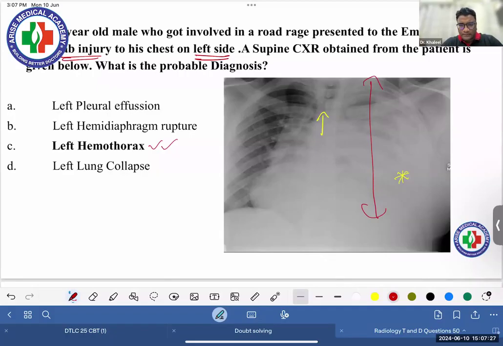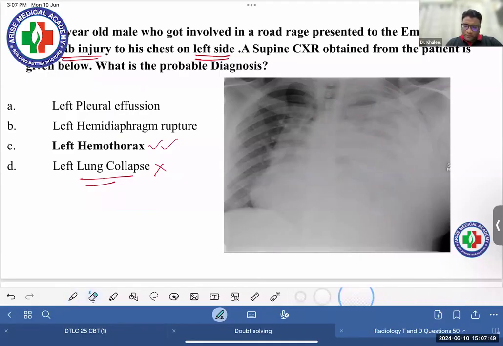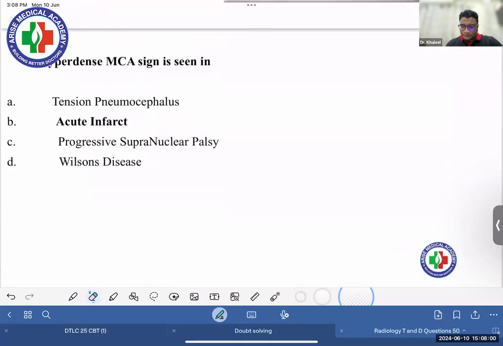So this is hemothorax. If it was lung collapse, the heart and the trachea would have shifted to the same side. That is the reason it is not collapse. If it is hemidiaphragm rupture, you see the hemidiaphragm much higher above. And pleural effusion would not be associated with stab injuries. It can be due to masses or tuberculosis, but not due to a stab injury. So the better answer here is hemothorax. Now let's come to the next one.